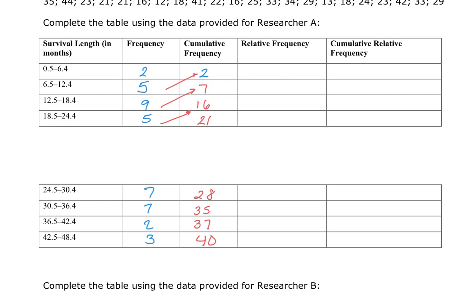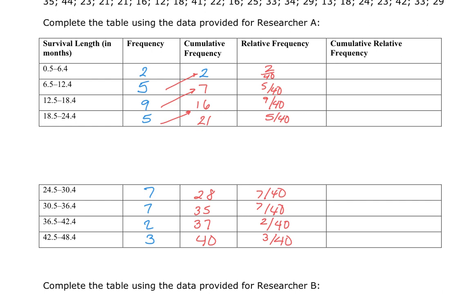So this will be 2 divided by 40. This would be 5 divided by 40. This would be 9 divided by 40. And then 5 divided by 40, 7 divided by 40, 7 divided by 40, 2 divided by 40, and 3 divided by 40. Now the cumulative relative frequency is now the summations, kind of like I did with the cumulative frequency.